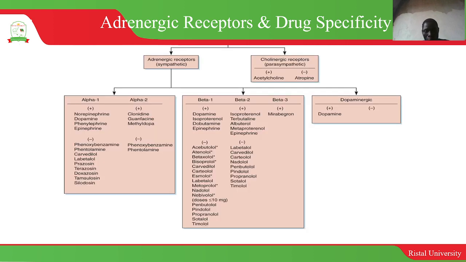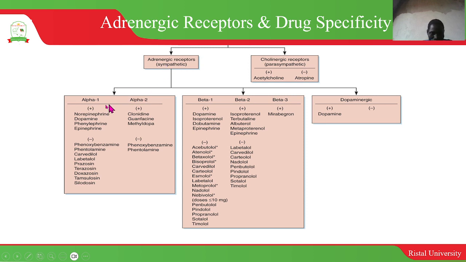So you will have to take your time and appreciate this table a bit. This is just an extract summary of trying to classify the adrenergic receptors and then the cholinergic receptors. The adrenergic receptors are the sympathetic drugs, those that put us in the sympathetic mode. And then the cholinergic receptors are the parasympathetic, those that put us in that relaxed mode when we are really at rest.